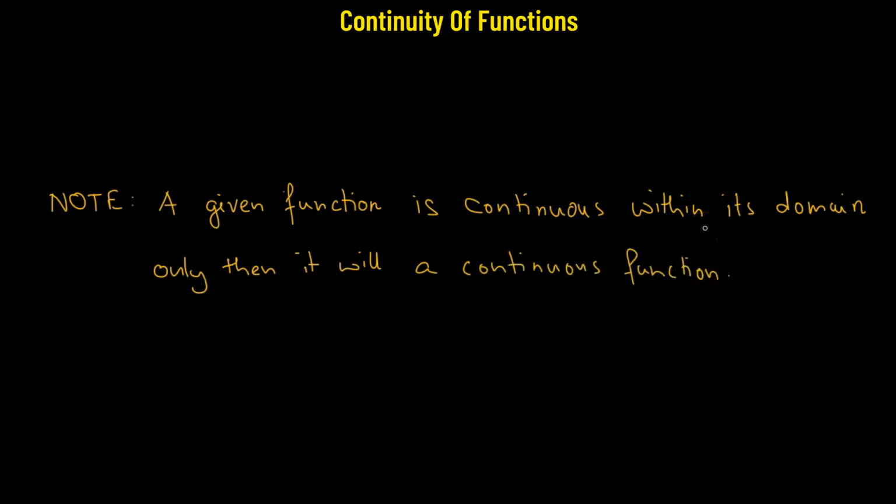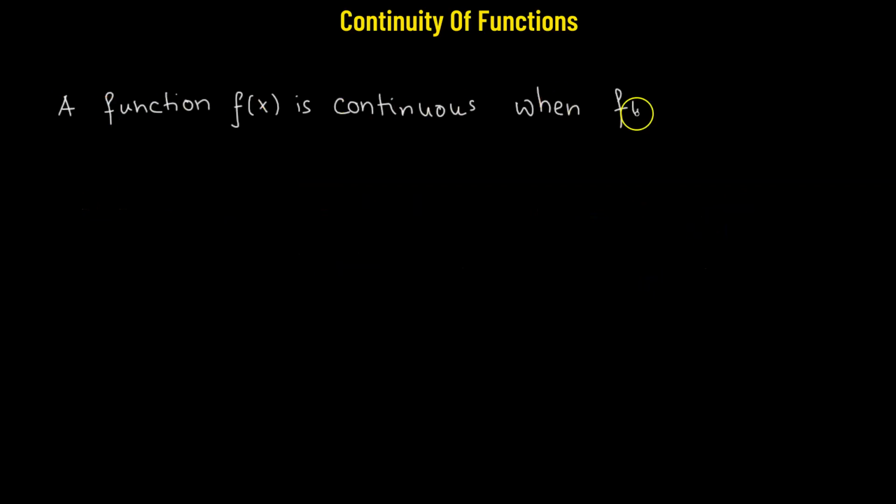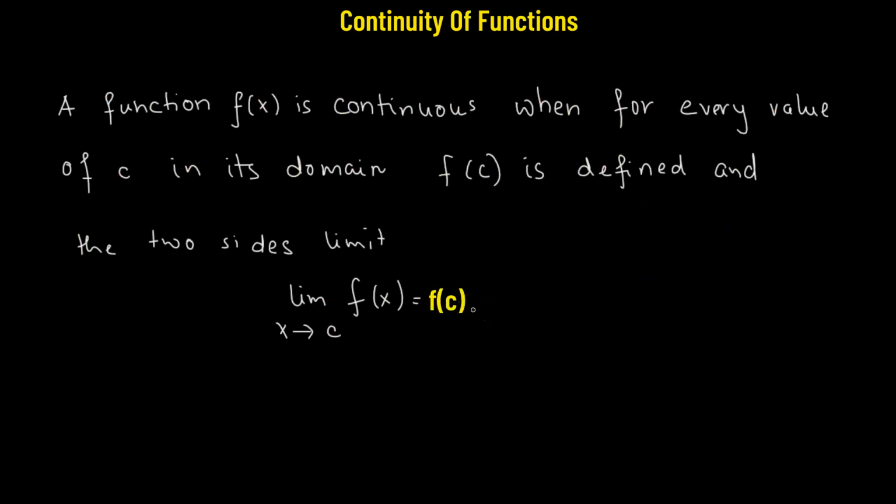Now let's talk about the formal definition of continuity using limits. Our function f of x is said to be continuous when, for every value of c belonging to the domain, f of c is defined and the two-sided limit of f of x as x approaches c is equal to f of c. So this is how we can define or check for the continuity of a function.